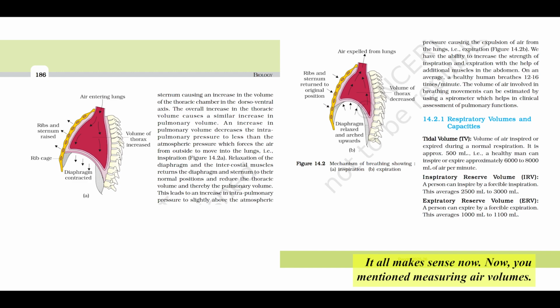Now, you mentioned measuring air volumes. The NCERT textbook talks about respiratory volumes and capacities. Are these just different ways to measure how much air we move? And why are they clinically important, like you said, with the spirometer?